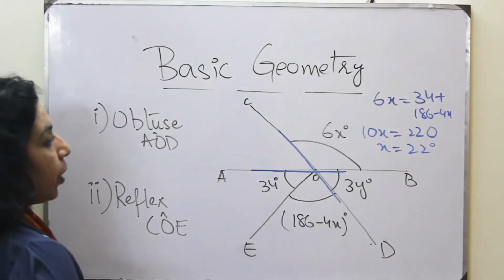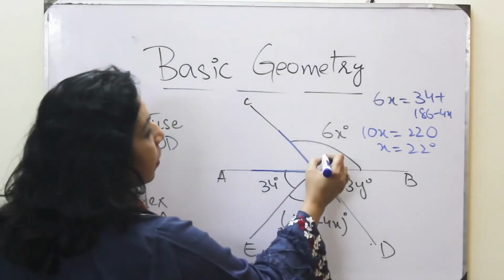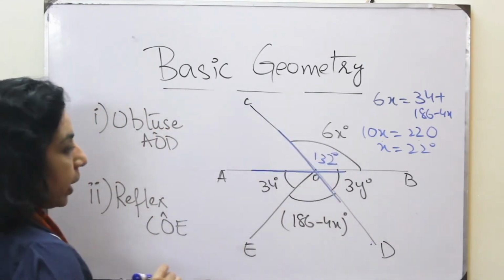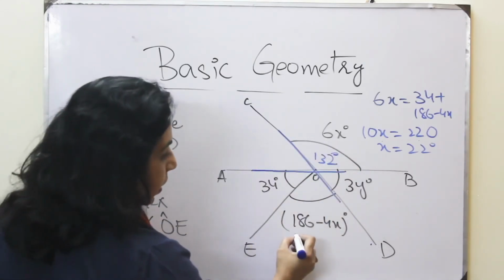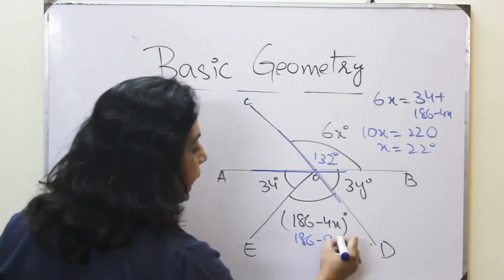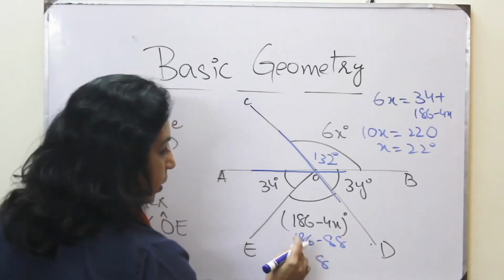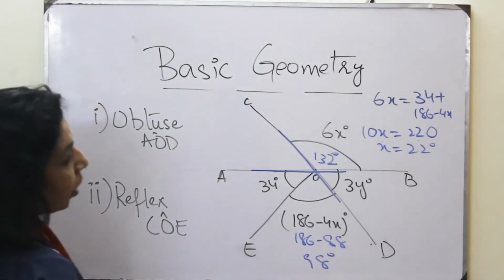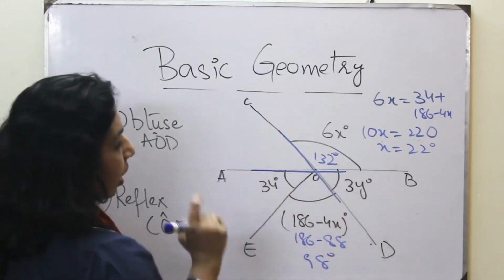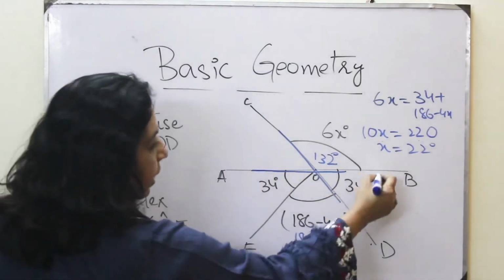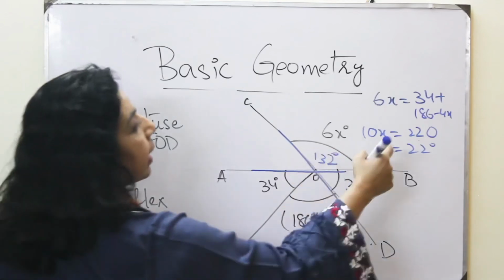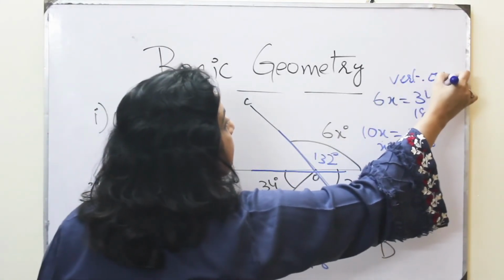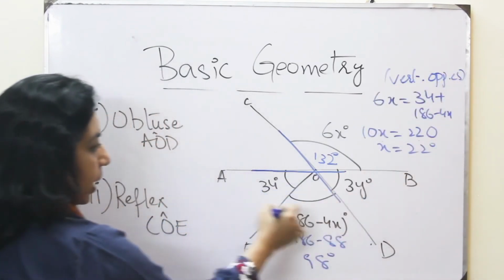Now if the value of x is 22, then 6 times 22 is 132 degrees. This area is 132 degrees. This is 186 minus 88, 98 degrees. Right? Now we have to find y. To find y, we don't have this area, so we shall take this area. These were vertically opposite angles, and now this area is adjacent angles.